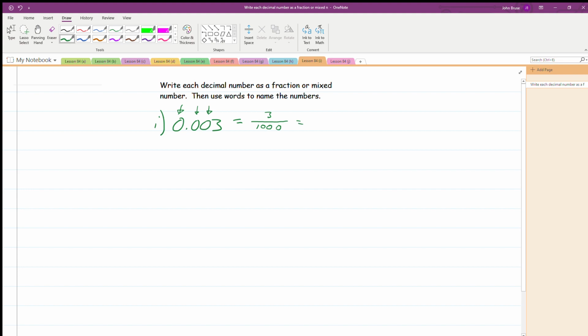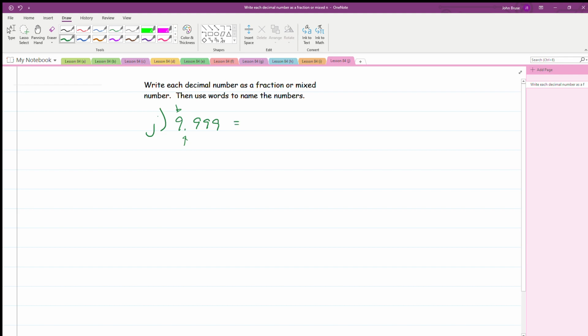To write that in word form, it's just like it sounds. We write 3 thousandths. All right, we have one more. All right, this is 9. So we've got a whole number. It's going to be a mixed number for our fraction. Then we have an "and" for the decimal, and then we've got 999 thousandths.